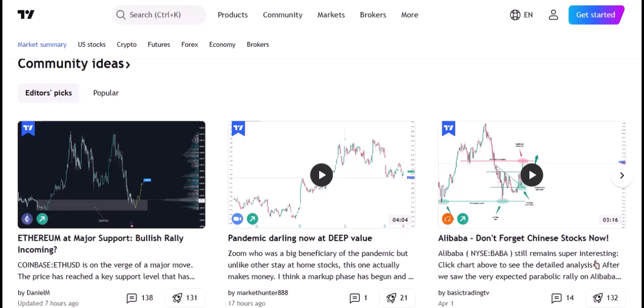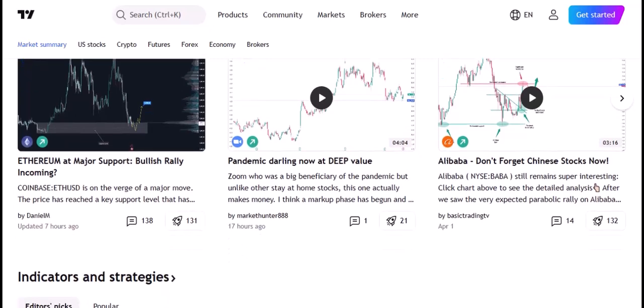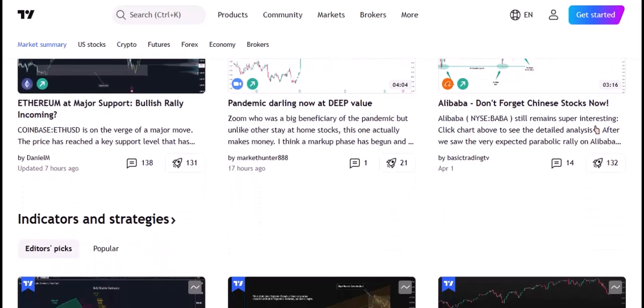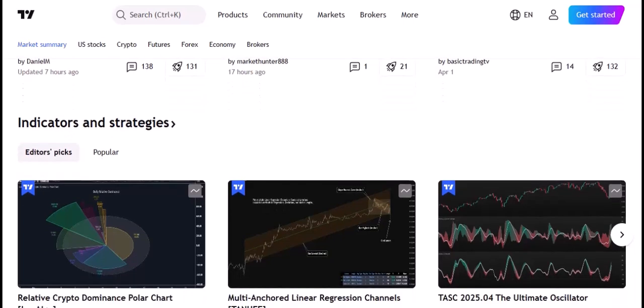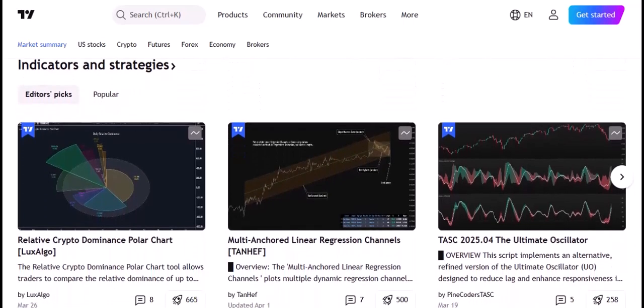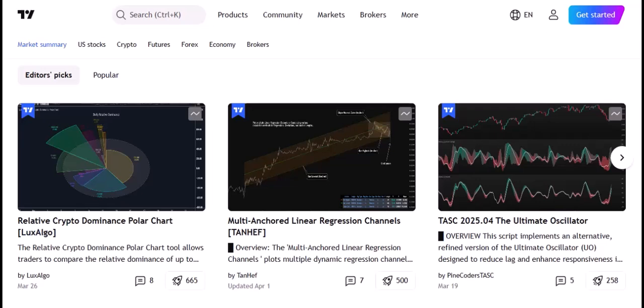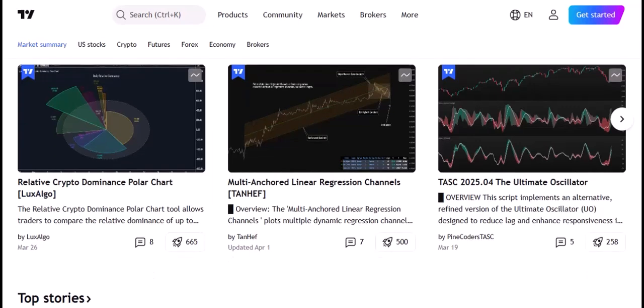Of course, like any powerful tool, TradingView has a learning curve. It might take some time to familiarize yourself with all its features and functionalities. However, the platform offers plenty of tutorials and help documentation to guide you along the way. Plus, the active community is often willing to lend a hand if you get stuck.